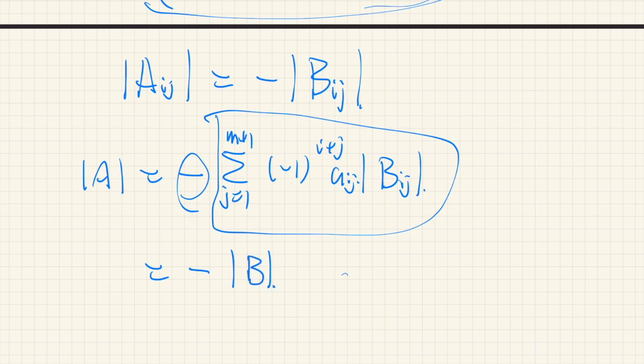And we are done. Similarly, we can show that if we swap two columns instead of two rows, we also have the same result. That is, if we swap two columns, the determinant is negated. So this property is called antisymmetry of determinants.